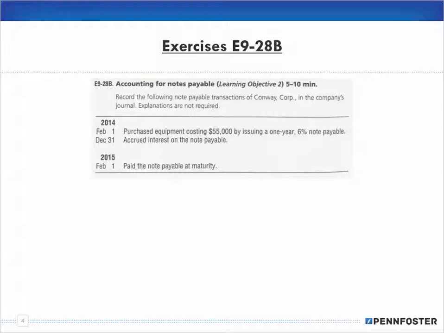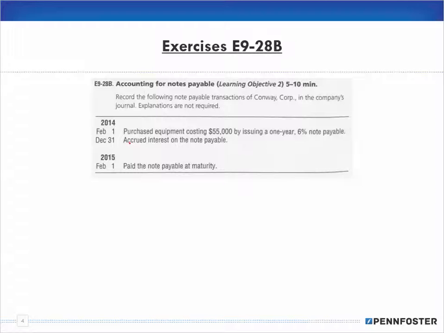Exercise 28. Accounting for note payable. Record the following note payable transactions of Conway Corp in the company's journal. Explanations are not required. So on February 1st, 2014, purchased equipment costing $55,000 by issuing a 1-year 6% note payable. So that's how they're buying the equipment.